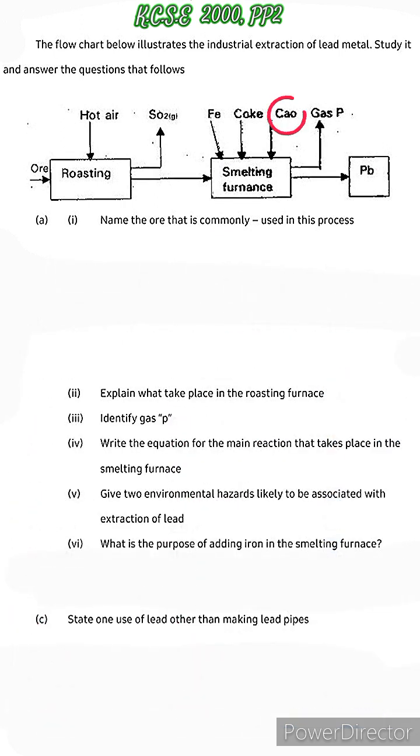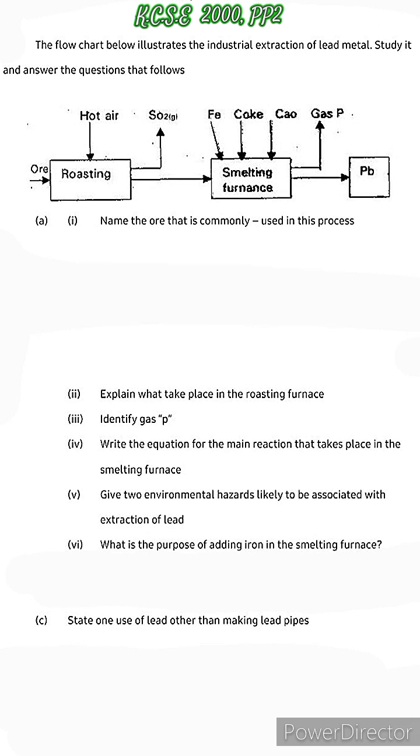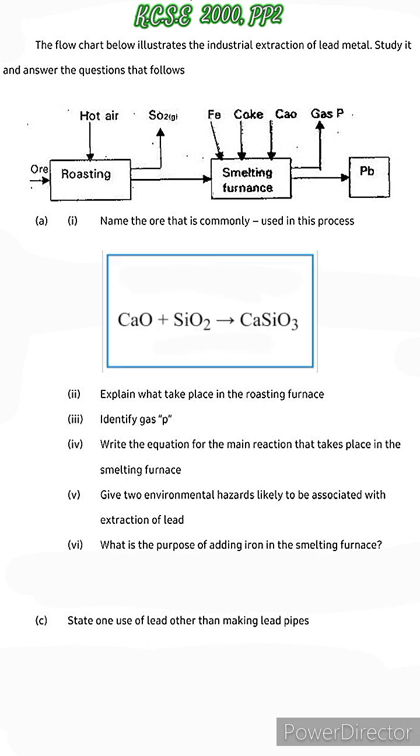Last one, calcium oxide. Now, calcium oxide is obtained from calcium carbonate. So, calcium carbonate is the one that is fed into the furnace. On encountering the high temperatures within the furnace, it decomposes to form calcium oxide plus carbon 4 oxide. Calcium oxide plays a role in removal of impurities, specifically silica. Silica is silicon 4 oxide and it's one of the more common impurities that are found in metal ores. So, calcium oxide reacts with the silica to form a compound called calcium silicate. Now, this is removed as slag.